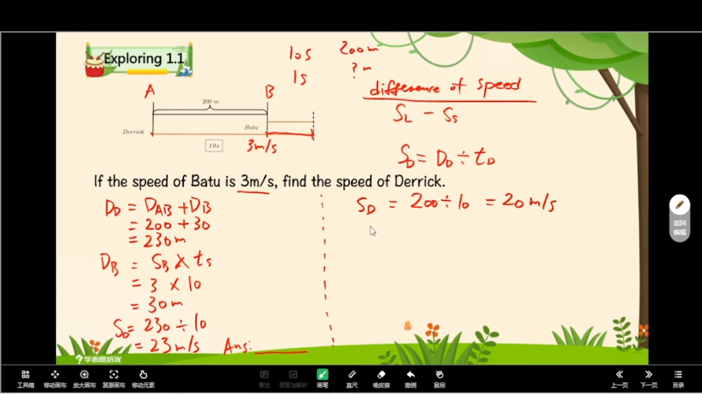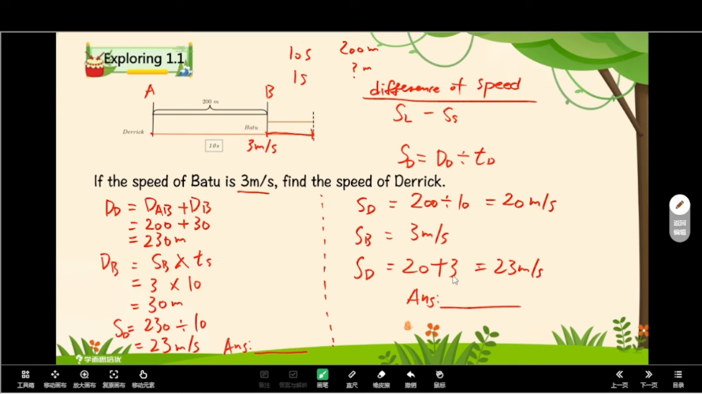We also know the speed of 巴图 equals 3 meters per second, and the speed of Derek equals the speed of 巴图 plus the difference of speed, because for 1 second, 巴图 can go 3 meters, and for 1 second, Derek can go 20 meters more than 巴图. So if we need to find the speed of Derek, we just need to add them together to get the final answer. And lastly, you need to write down your answer.